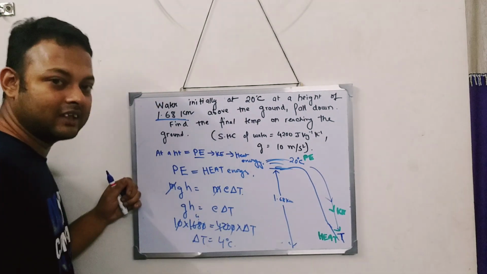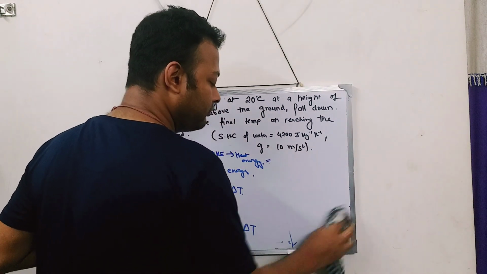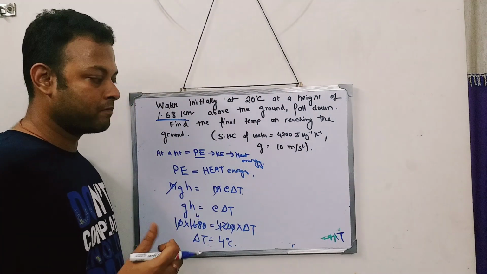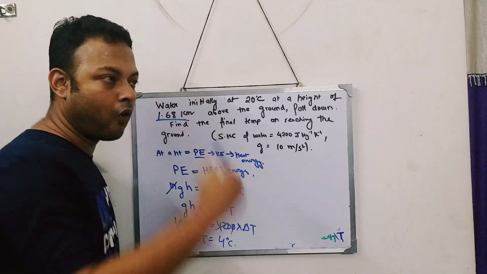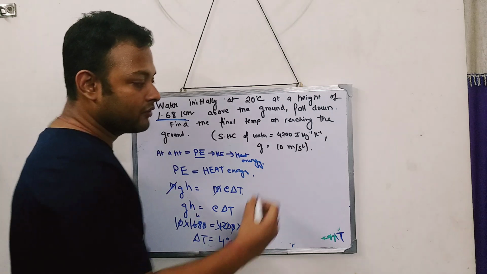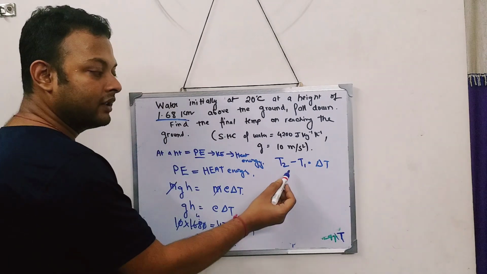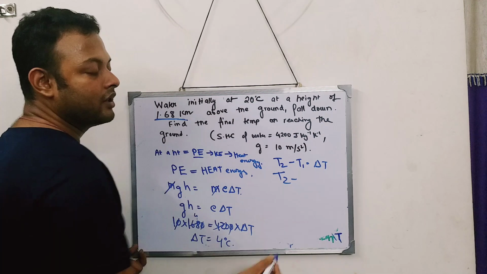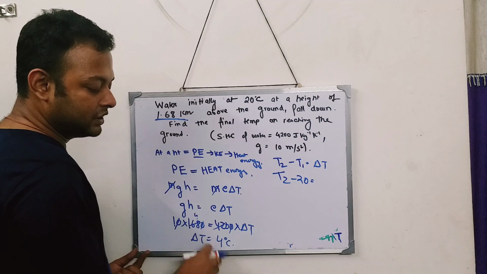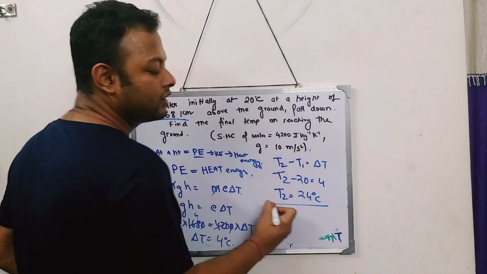But remember, this is not the answer, because in the question they are asking for the final temperature. Will the temperature of the water increase or decrease? Think. Previously it was 20. All the potential energy changes to heat energy, so the temperature of the water will increase. So the final temperature will be T2, the initial temperature is T1, and the change is delta T. They are asking me to find the final temperature. Initial temperature is given as 20, and the change is given as 4. When you solve this, T2 is 24 degree centigrade.